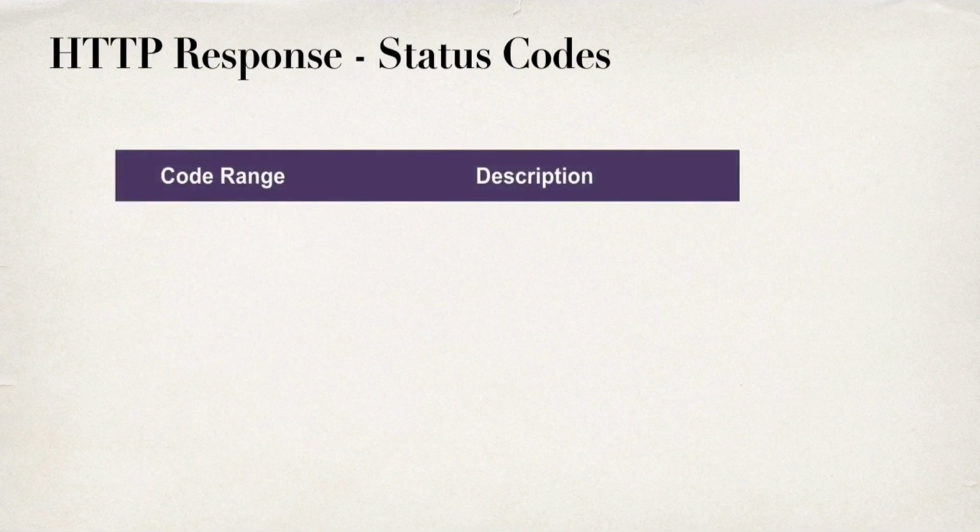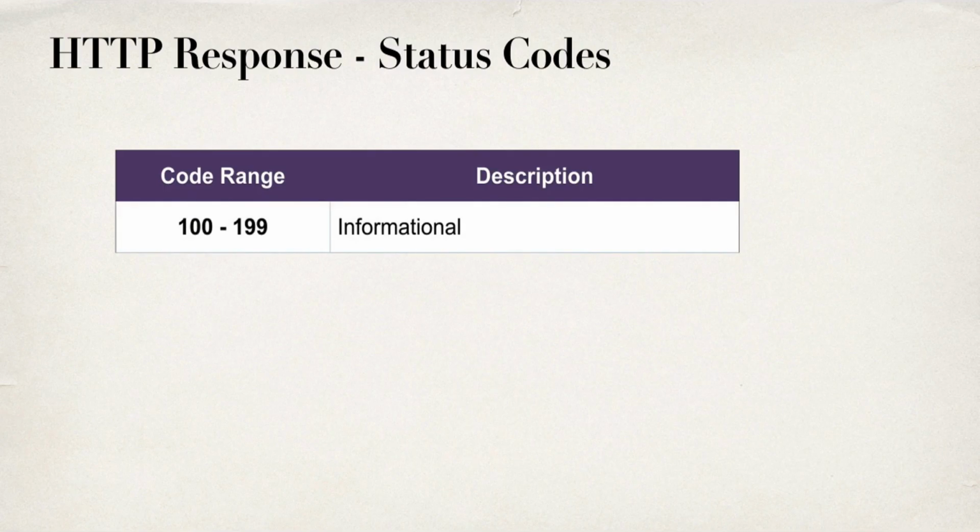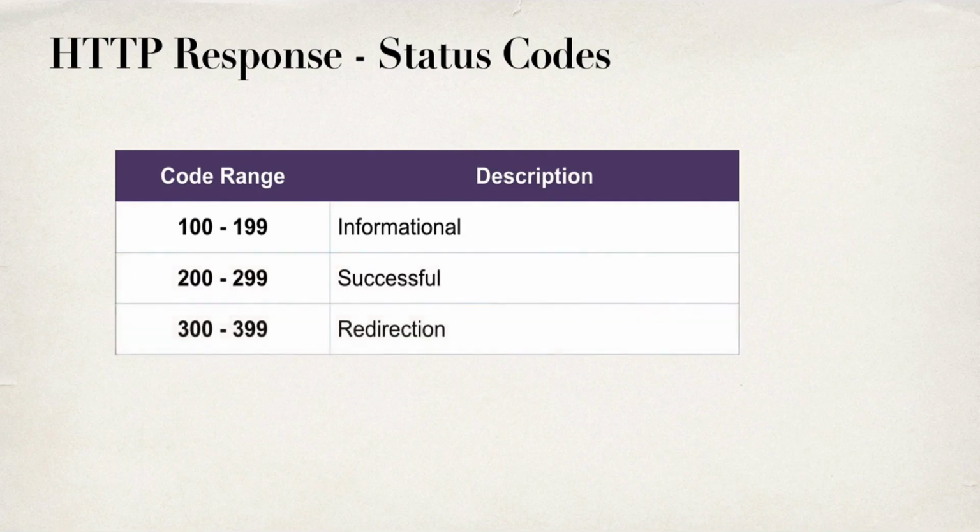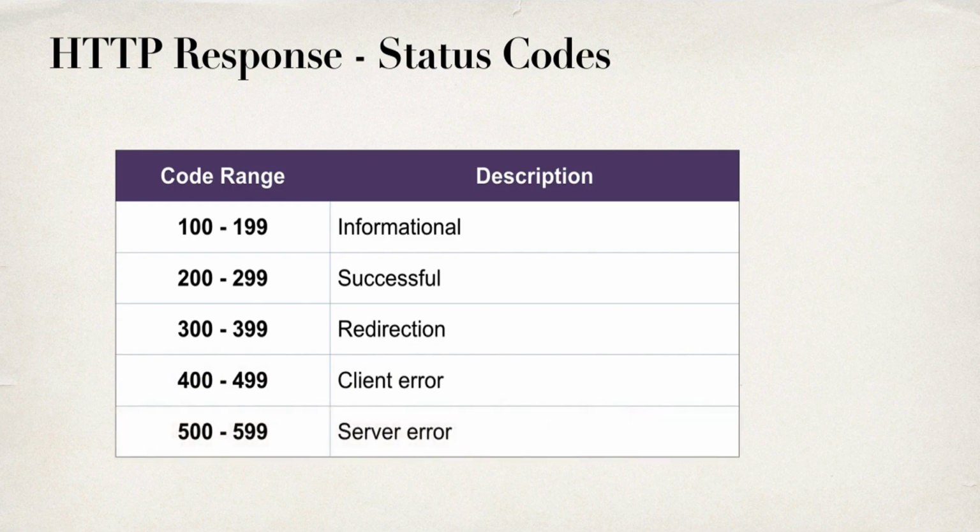Now for the HTTP response, you can send back a status code to give information about the status. So you have codes in different ranges. So anything in the 100 range, that's for informational. The 200 range is for success. The 300 range is for a redirection. The 400 range is for client error. And then we also have the 500 range for a server error.